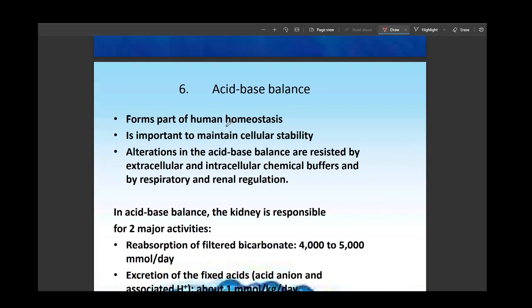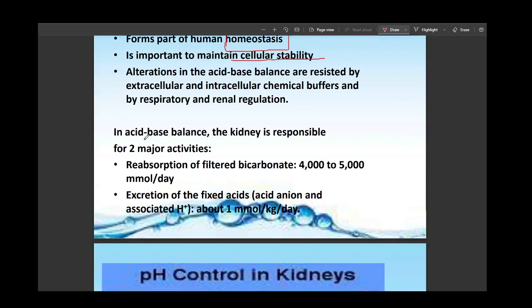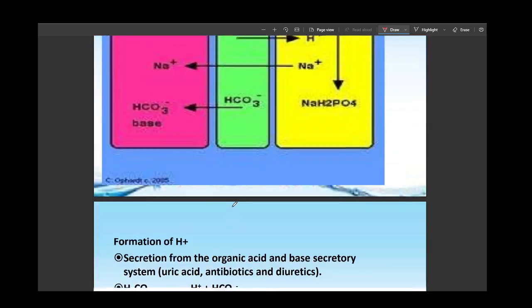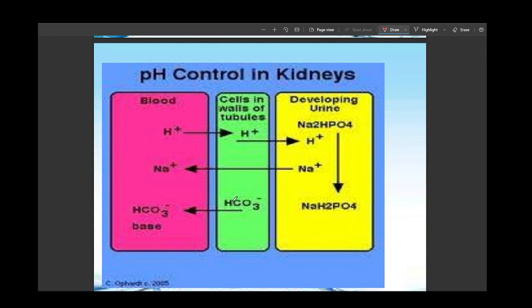Okay, what is acid-base balance? It helps in human homeostasis. It is important to maintain cellular stability. In acid-base balance, the kidneys are responsible for 2 major activities: reabsorption of filtered bicarbonate. If the body is getting low bicarbonate, it reabsorbs it, and it excretes fixed acid like acid anion in associated hydrogens.